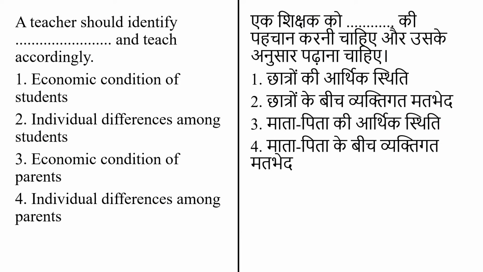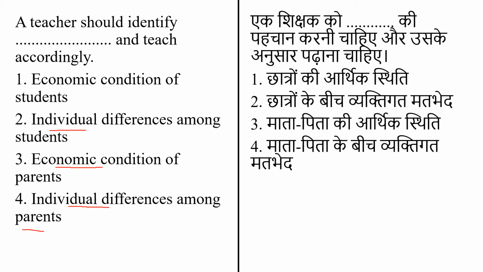A teacher should identify what and teach accordingly. So in this question they ask you, a teacher who is teaching in the classroom should identify what and teach accordingly. For this, the first option is economic condition of the student. Second one is individual differences among the students. Third one is economic condition of the parents, and the last one is individual differences among the parents.